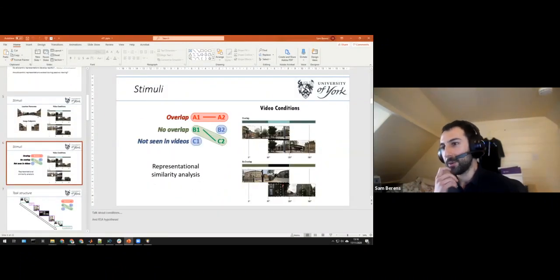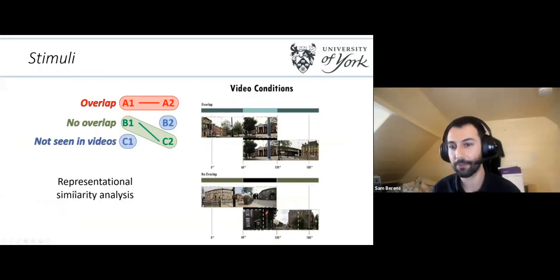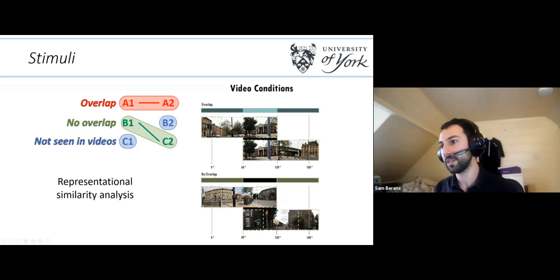And so in all, we had essentially three different conditions. Let me make this full screen again. We had image endpoints, so these are the endpoints that were shown in an overlap video. And I refer to those as the image endpoint A1, which is the 0-degree position of an overlap video, and A2, which is the 180-degree endpoint of an overlap video. So A1, A2, this image and this image. We had endpoints that were shown in a no overlap video, B1 and C2. So they're from different panoramas, and the different letters refer to the panoramas. So this would be B1, this would be C2 over here.